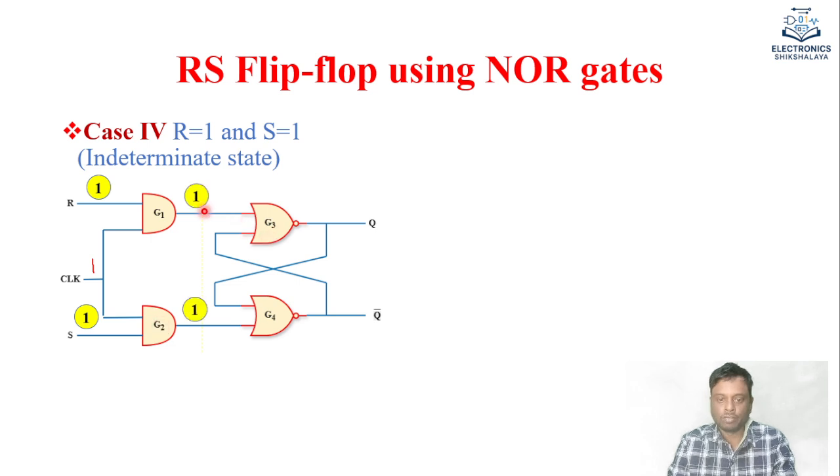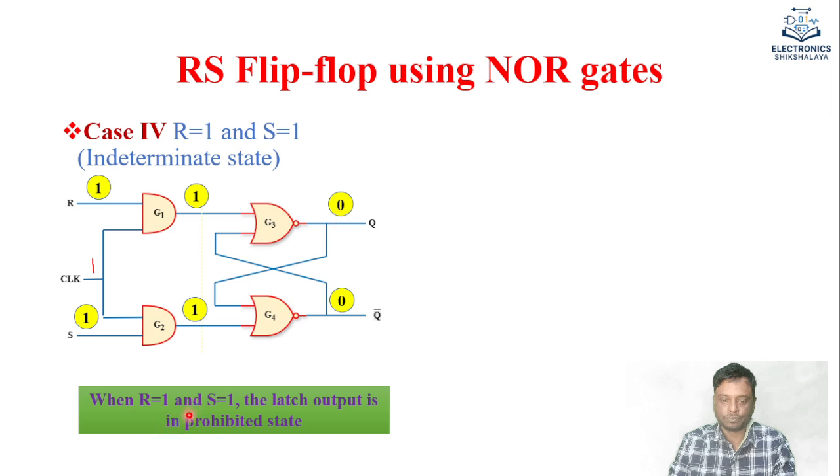Then G3 has one of the inputs equal to 1. If any input of the NOR gate is equal to 1, it causes the output to be 0. So both Q and Q bar will be 0. That is the indeterminate state, because Q and Q complement should be complementary to each other. That is why we can say this is the prohibited state or invalid state. So when R equal to 1 and S equal to 1, the latch output is in the prohibited state. This is the disadvantage of this RS flip-flop.